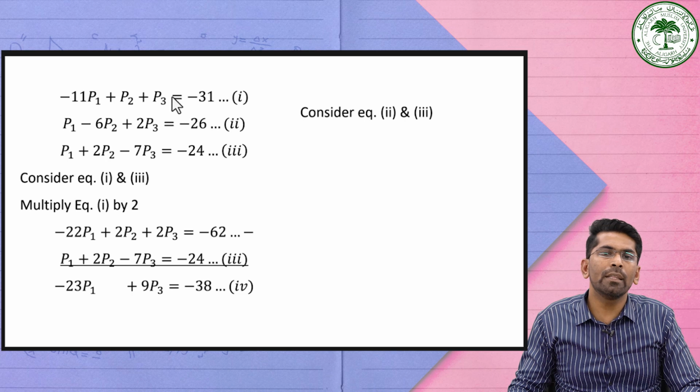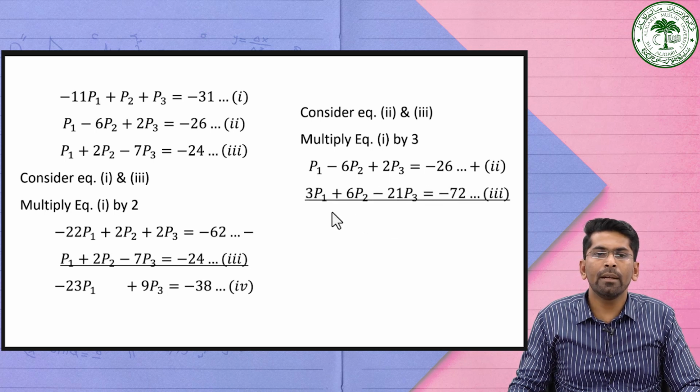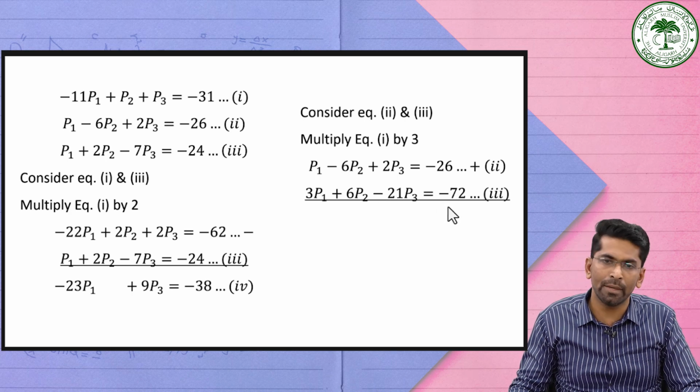Similarly, I am going to consider the second and third equations so that I can again remove p2. The second equation is p1 - 6p2 + 2p3 = 26. Then I am multiplying the third equation by 3, so it becomes 3p1 + 6p2 - 21p3 = -72.